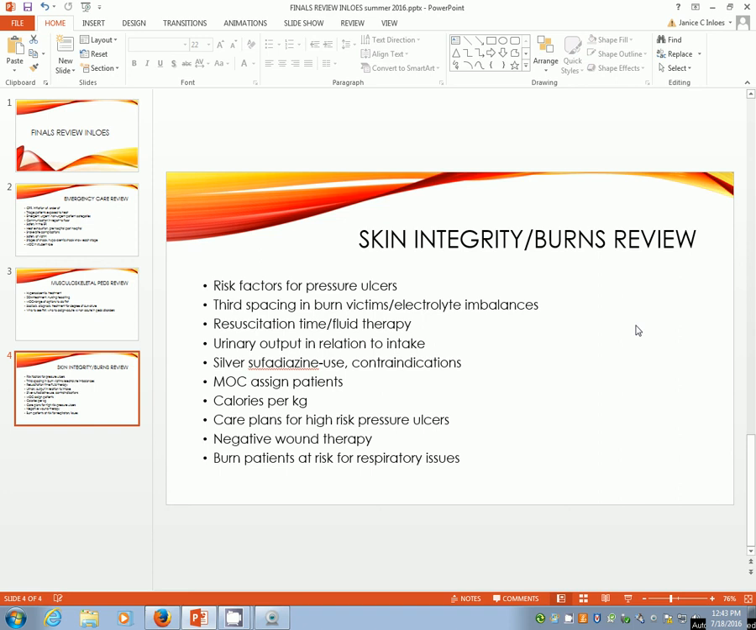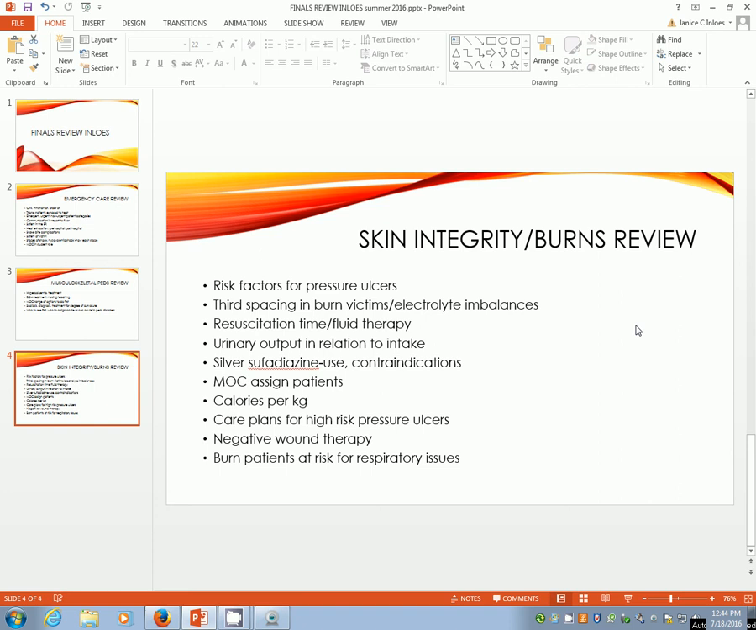Calories per kilogram: you should have 30 to 35 calories per kilogram per day. Most burn victims should have at least 5,000 calories a day. So I'm going to go burn the end of my little finger so I can eat 5,000 calories today and not feel bad about it, because I could do it.